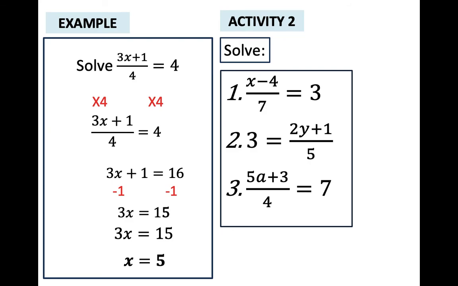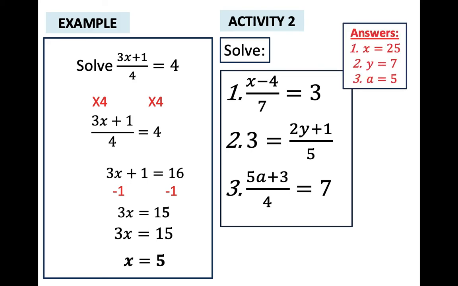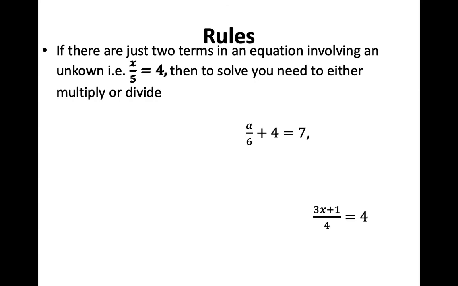Now, here are your answers. So these are your general rules. If there are just 2 terms in an equation, i.e. a term on the left-hand side and a term on the right-hand side, then to solve you need to either multiply or divide. So x divided by 5 equals 4. To solve that, you would times by 5.